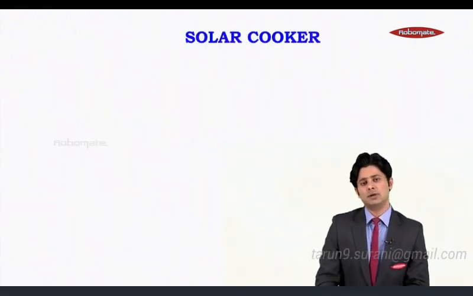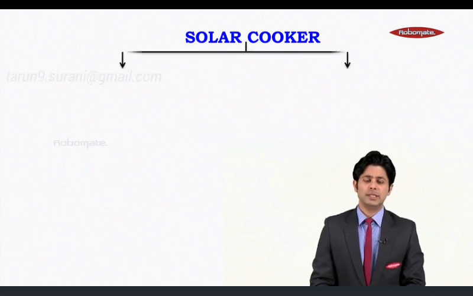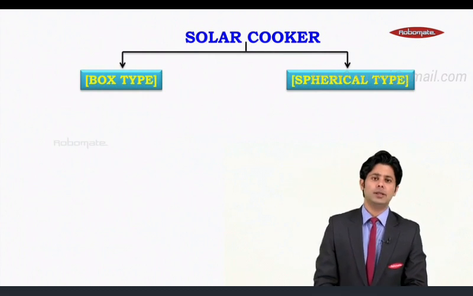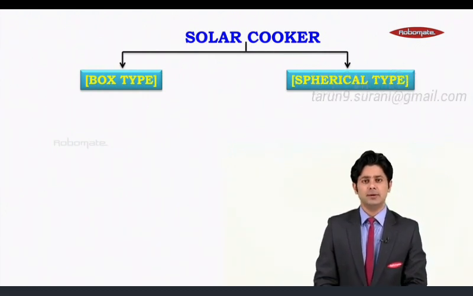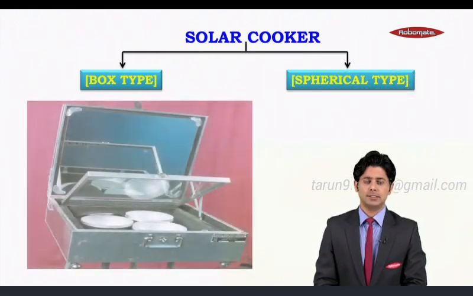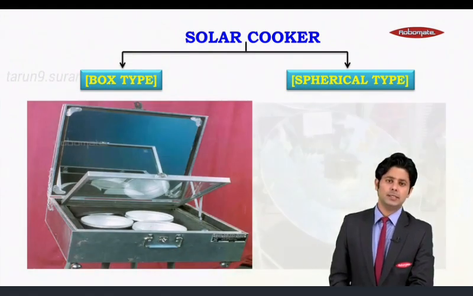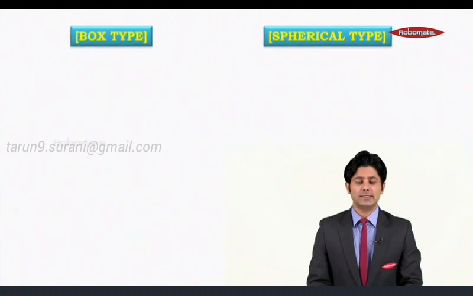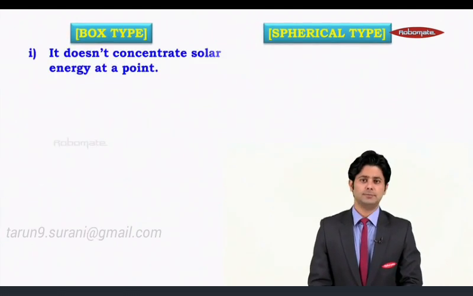Moving to the next one, the solar cooker, which is basically of two types. The first one is box type and the second one is spherical type. Let's see them one by one. This is the box type and this is the spherical type. Now, let's see how exactly they are different from each other.